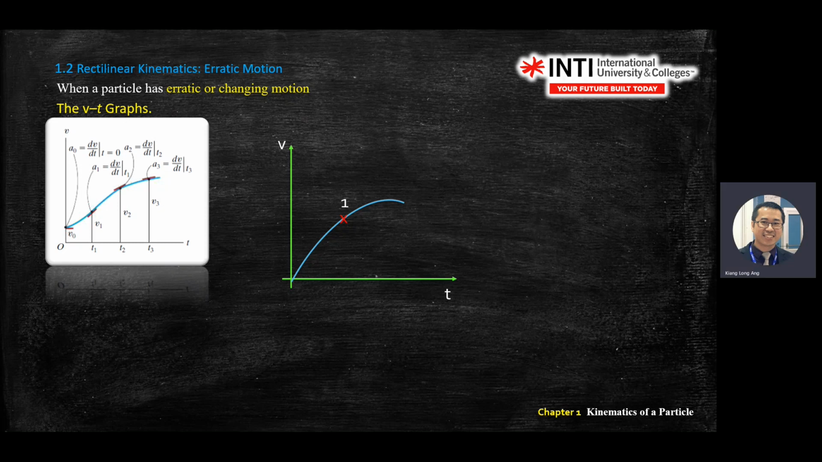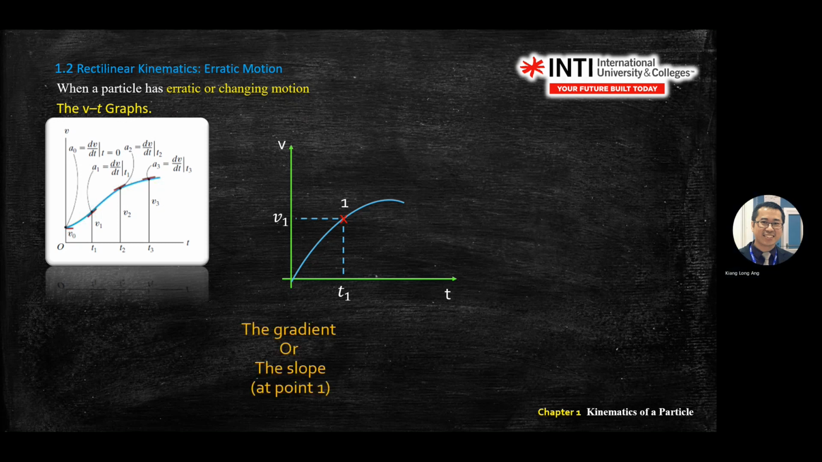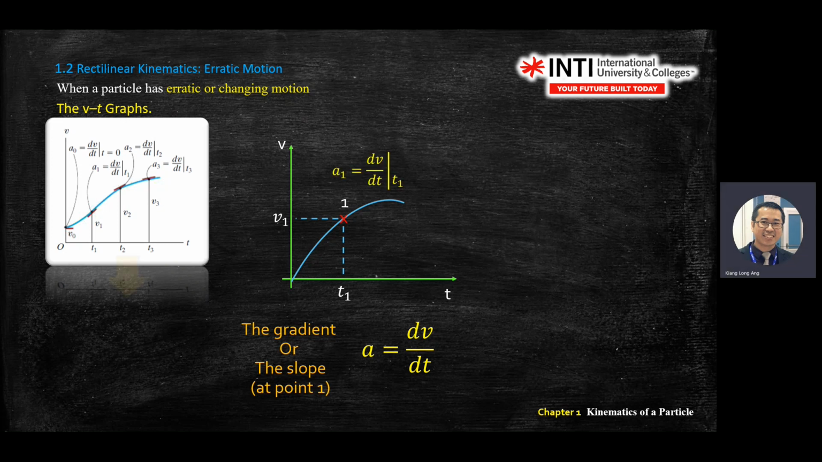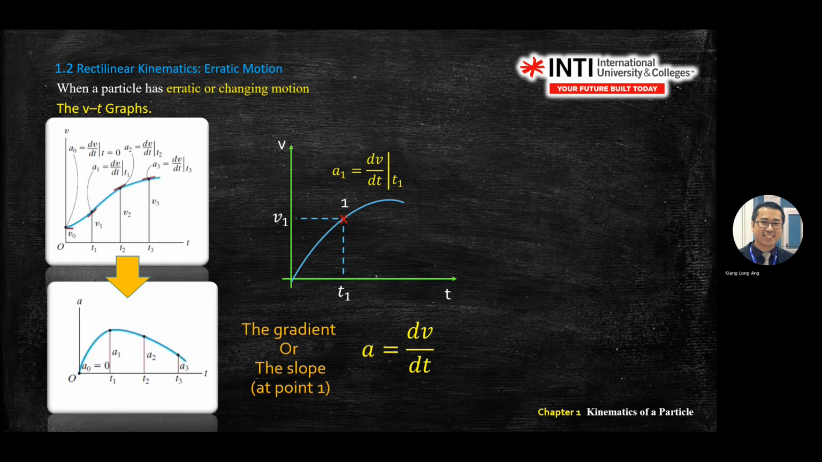So let's say we pick point number 1 on this curve. It can be a straight line, but in this case, we just give you a quadratic form. T1 and V1. What is the slope of VT? Acceleration. The gradient for the VT graph gives you acceleration, meaning each point on the VT graph will give you the AT graph. We can transform VT into an AT graph. Make sense? Okay.